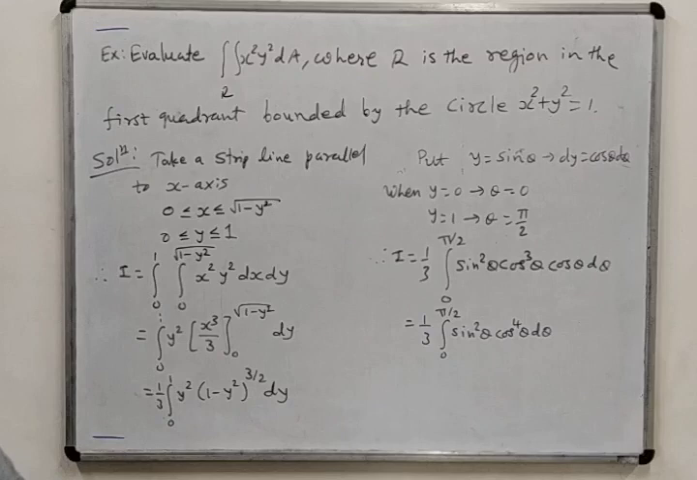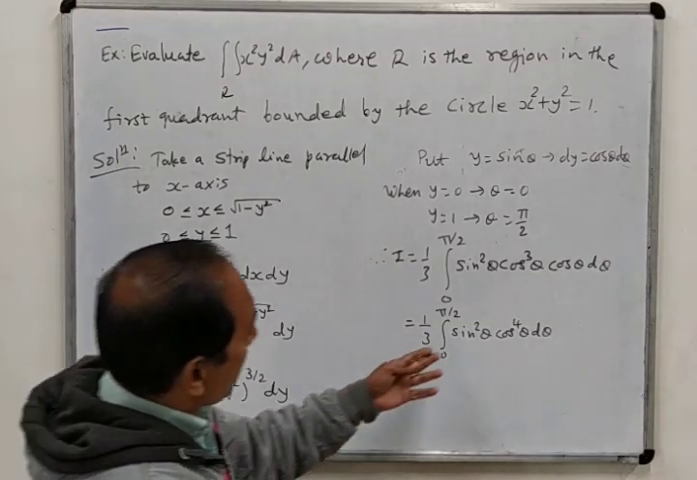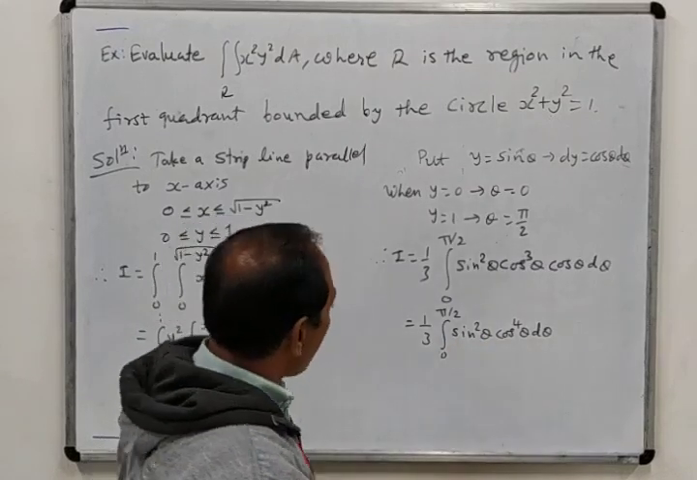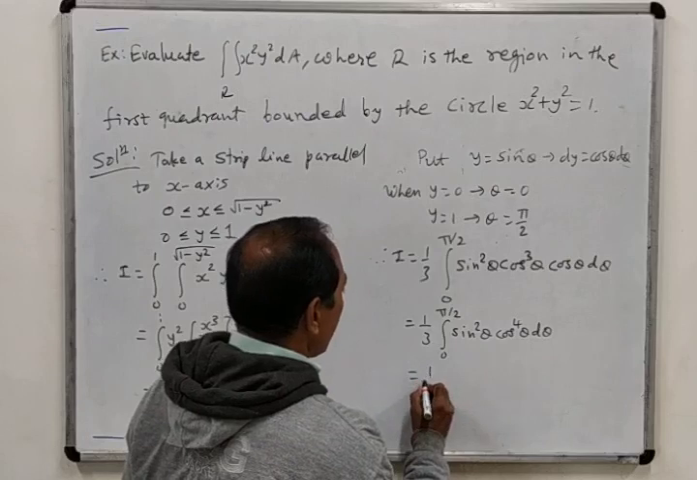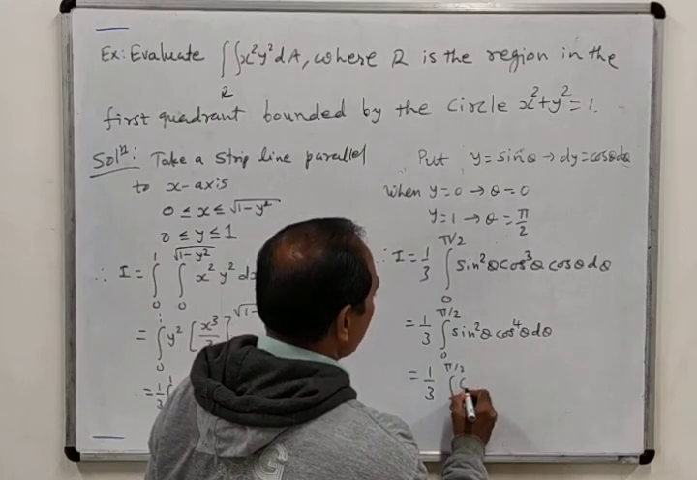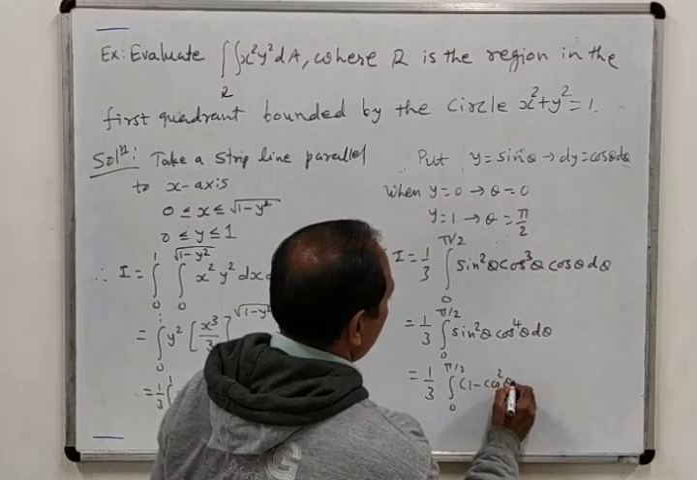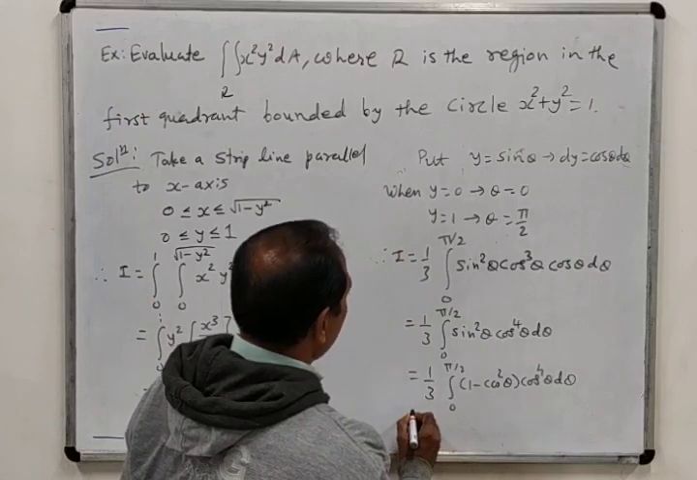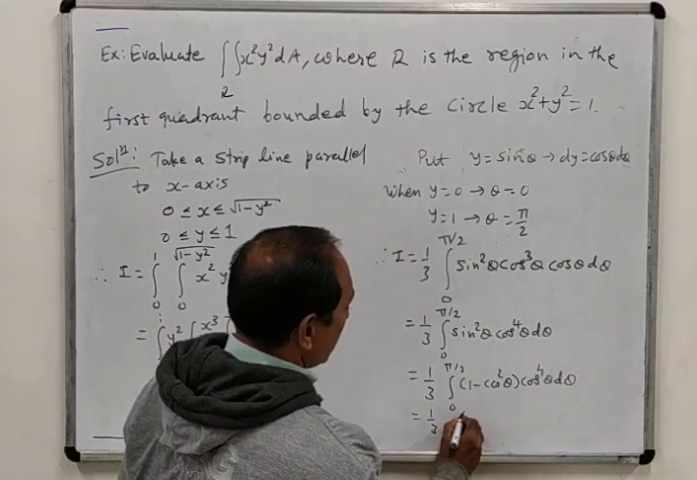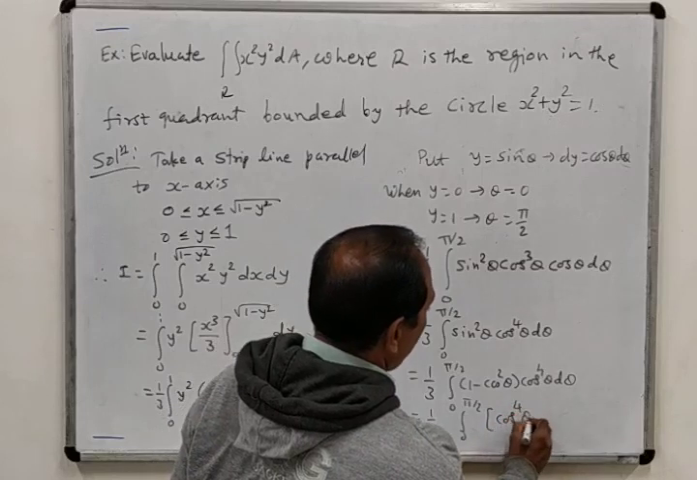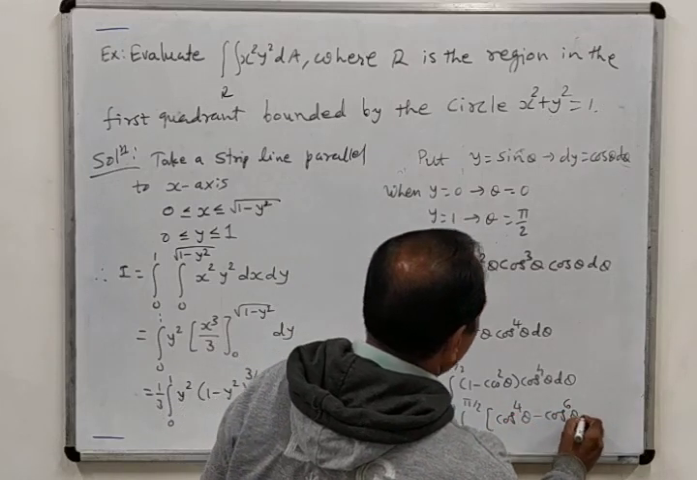Okay, so now there is also one direct formula for this, sin raised to m theta into cos raised to n theta, but this is a complicated formula. So instead of this, we will just convert this whole expression in terms of cos theta only, cos raised to 4 theta d theta. Okay, so this will become 1 by 3, 0 to pi by 2, cos raised to 4 theta minus cos raised to 6 theta d theta.